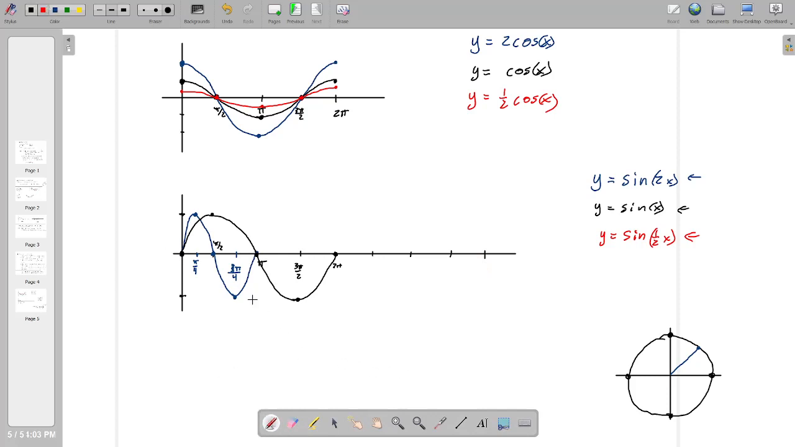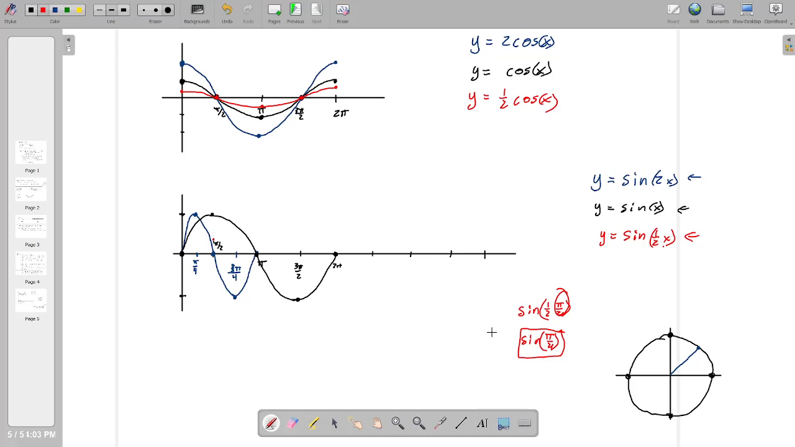Okay. Now, if we try plugging in pi over 2, it would be like plugging in sine of pi over 4. So sine of 1/2 times pi over 2 is the same thing as sine of pi over 4. So the y value at x equals pi over 2 is the same as the y value of sine of pi over 4. So pi over 4 is normally root 2 over 2, as we stated before. So at pi over 2, we actually are only at root 2 over 2. We're down here.